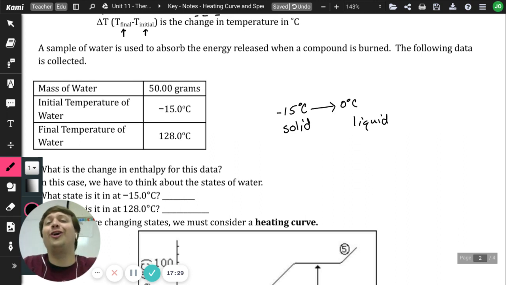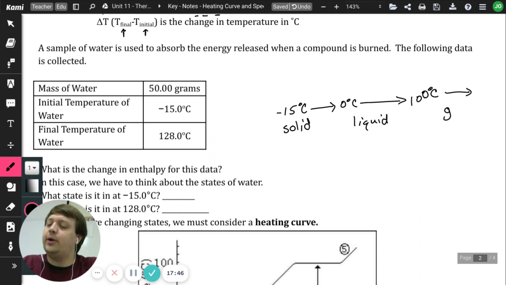But it says we go up to 128 degrees. Well, we know that water stays a liquid until it hits 100 degrees Celsius. But at that point, it undergoes a phase change. And then from there, it turns into a gas, and then it would continue to increase in temperature after that, past 100, until it reaches 128 degrees.